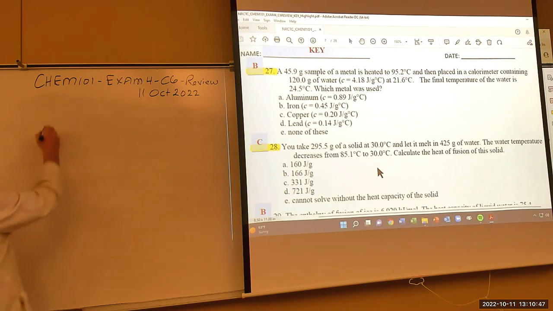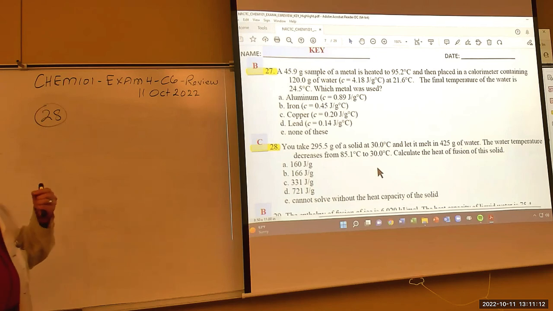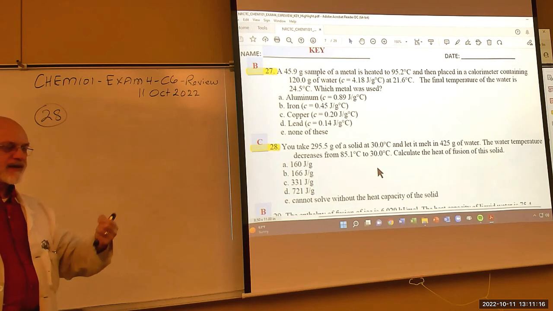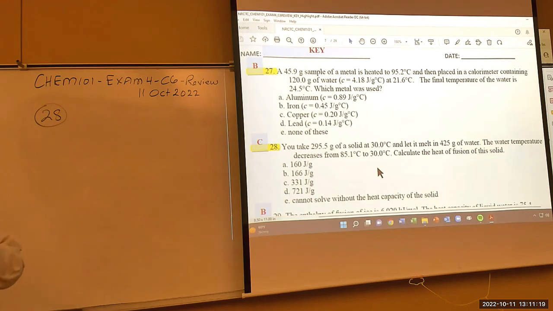Okay, 28. You take 295.5 grams of a solid at 30 degrees and let it melt in 425 grams of water. The water temperature decreases from 85.1 to 30. Calculate the heat of fusion of this solid. Okay, we didn't talk about heat of fusion. Heat of fusion is the amount of heat. It's an intensive property. The amount of heat per unit of a solid that is required to melt it. Like think of ice, say an ice cube. How much heat is required to melt that cube of ice, make liquid water out of it? A certain amount of heat has to go in.